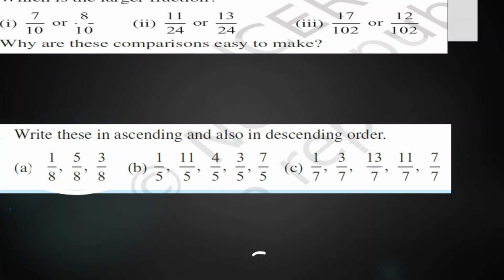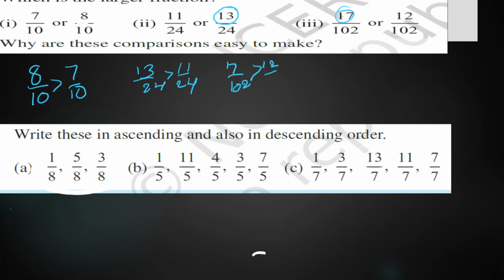And here, 8 by 10 is greater than 7 by 10. And here the greatest numerator value is greatest. So 13 by 24 is greater than 11 by 24. And similarly, 17 is the greatest numerator, so 17 by 102 is greater than 12 by 102.